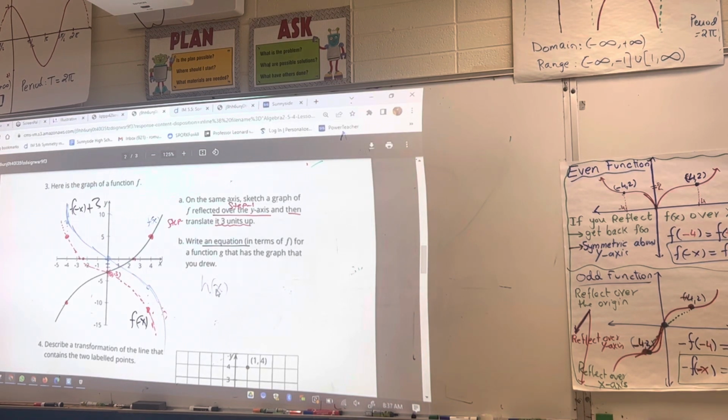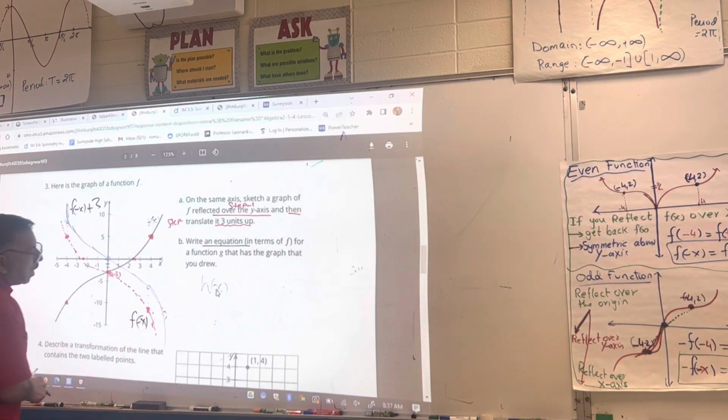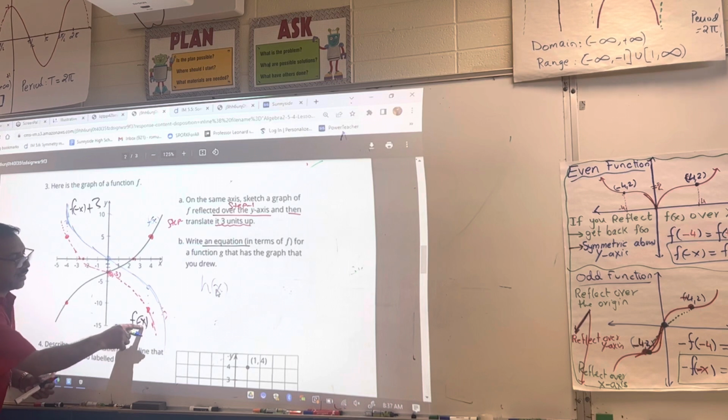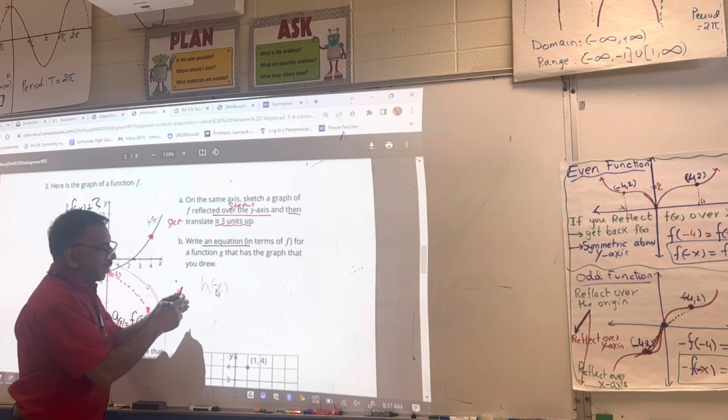Right, Jalen? Ready? So h of x is the blue one, not the red one. The red one is f. The red is f of minus x, which you can call g of x, and then you push it up. So the blue color.